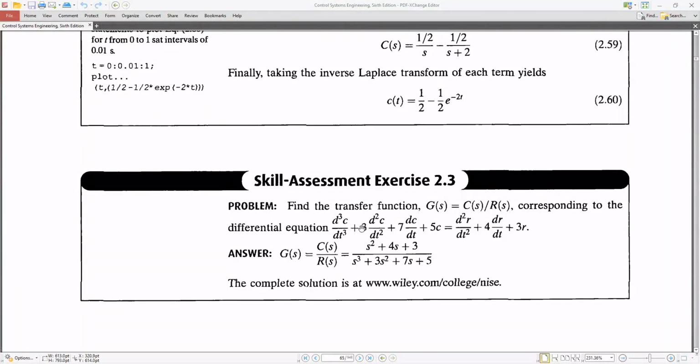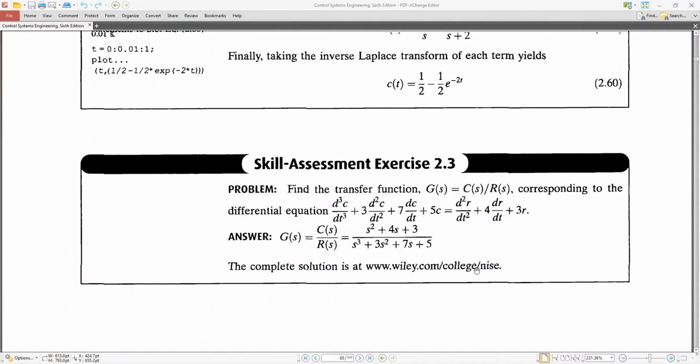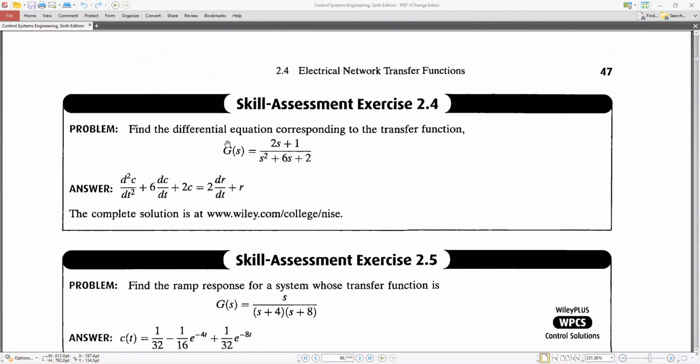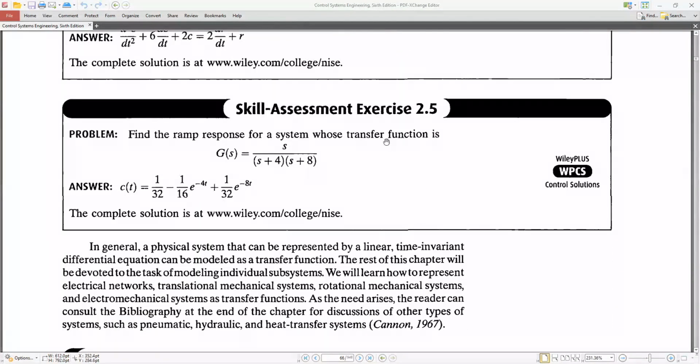See, here is another one. Find the transfer function G(s) equal to C(s) by R(s) corresponding to this differential equation. First of all, you have to take the Laplace transform of this equation. After taking the Laplace transform, you can solve it this way. This is not very important. Let's say this one: find the differential equation corresponding to the transfer function. They have asked the opposite. In that case, you have to do the partial fraction. Okay, these are the examples.